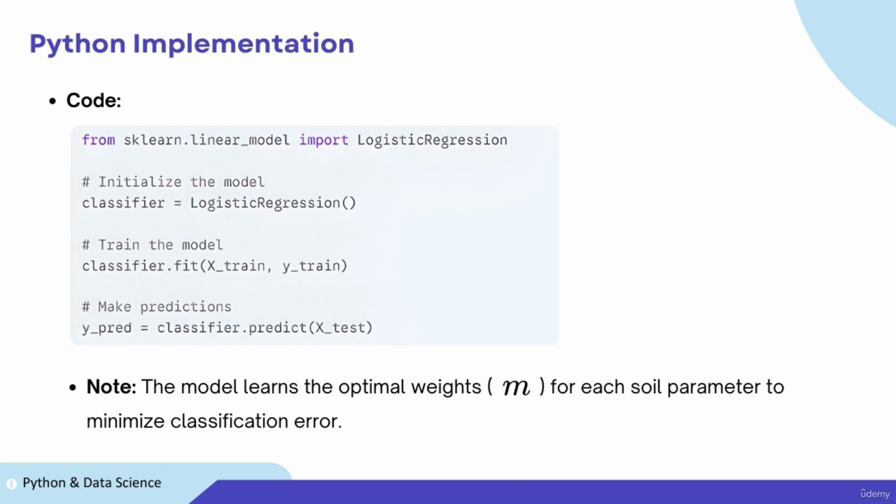Training the model is straightforward with Scikit-learn. We import logistic regression, we initialize the classifier, and we call classifier.fit, passing in our training data. In the background, the algorithm is finding the optimal weights for cohesion, friction, and water pressure that minimize the classification error.